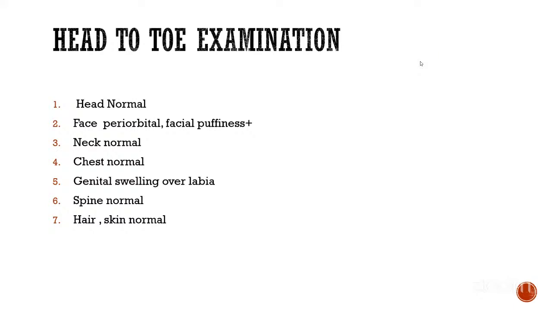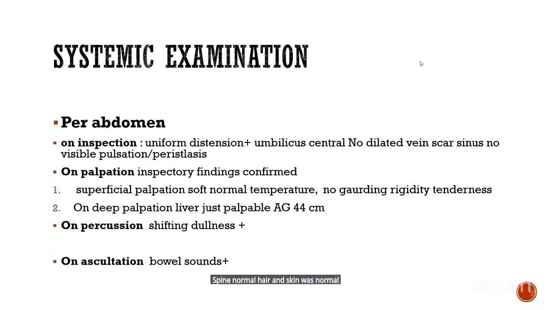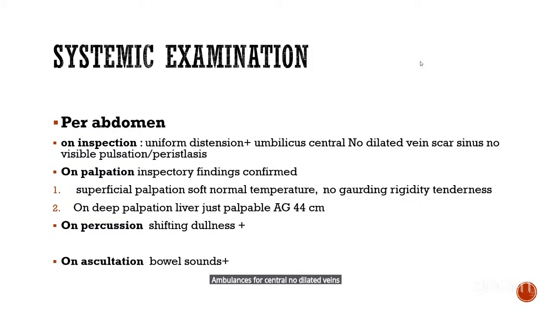Head to toe examination. Head was normal. Face suggestive of bilateral periorbital puffiness and facial puffiness was present. Neck was normal. Chest normal. Genitalia, labial swelling was present. Spine normal. Hair and skin was normal. Systemic examination or per abdominal examination on inspection. Uniform distension of abdomen was present. Umbilicus was central. No dilated veins, scar, or sinus seen.